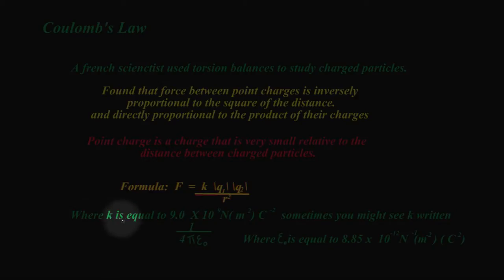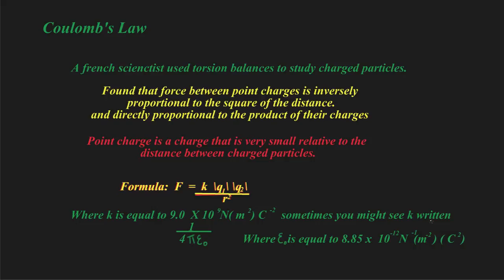Where K is equal to 9 times 10 to the 9th, or 8.99 sometimes, newton meter squared over Coulomb squared, or newtons meters squared Coulombs to the -2, same thing. And historically, you might see K written as 1 over 4 pi epsilon naught in some textbooks, where epsilon naught is the constant of permittivity in vacuum or free space. And that's equal to 8.85 times 10 to the -12 newtons inverse meters to the -2 times Coulomb squared.